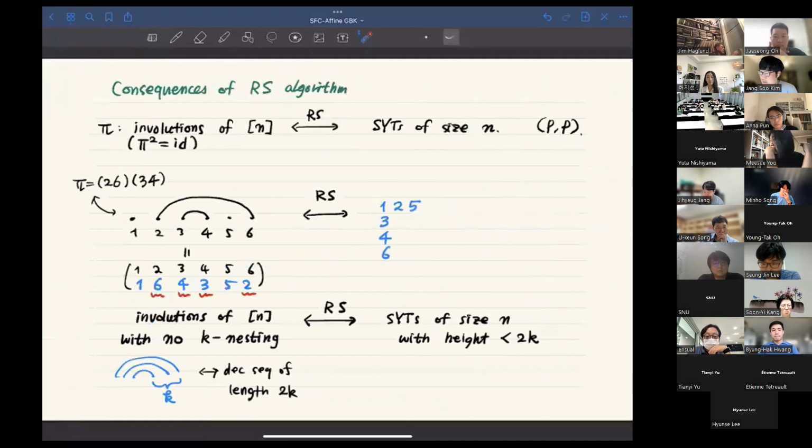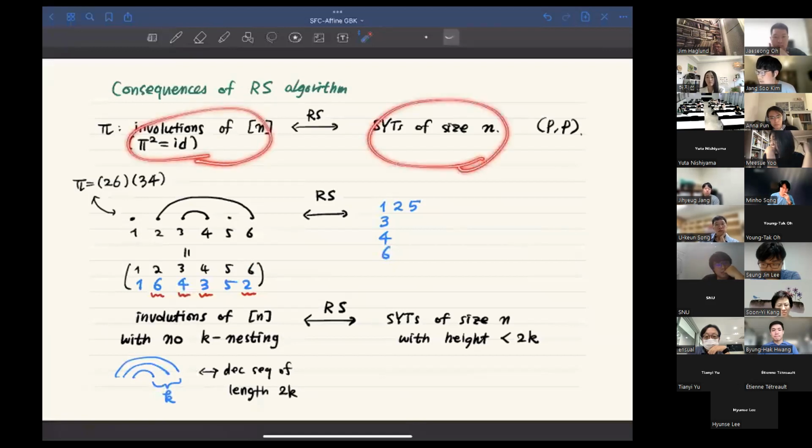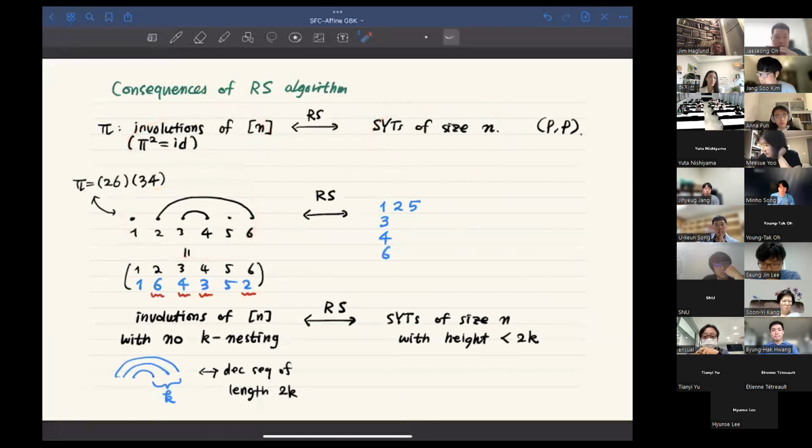Now, if you combine these properties that I mentioned, then we can conclude the following. So involutions are in bijection with standard Young tableau. And involutions are really just matchings. So involutions with no k nesting, what I mean by this is, a k nesting is a set of k arcs such that any 2 of them are nested each other like this. So this is a 3 nesting. So if there are k arcs such that one is nested by any of them, then it's called k nesting.